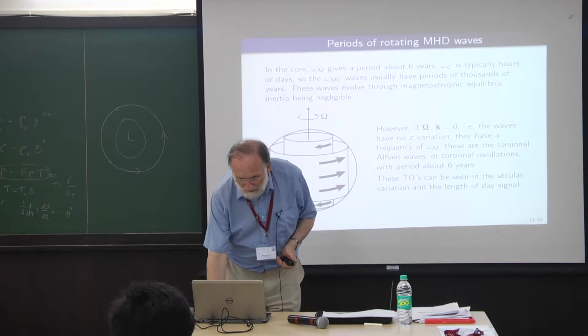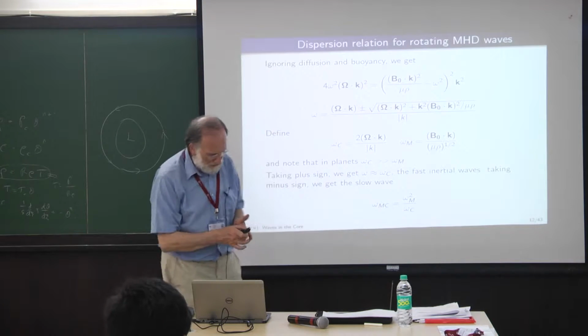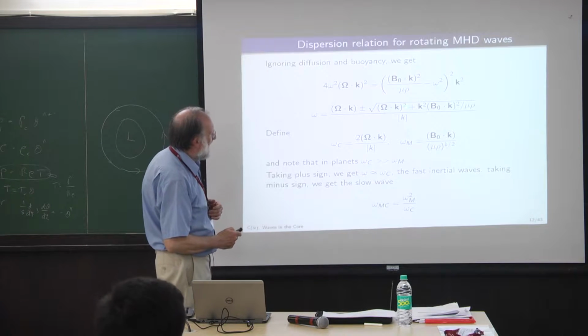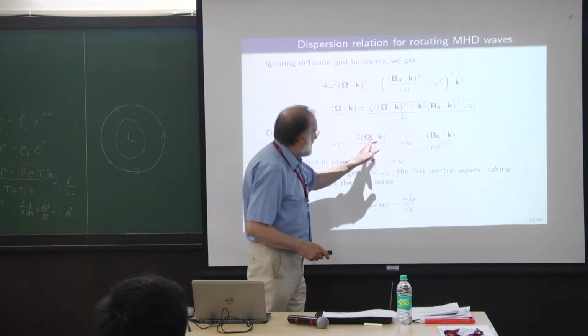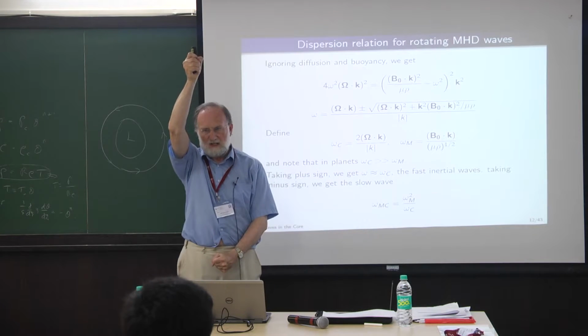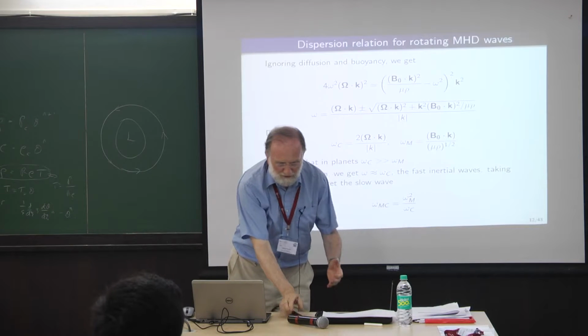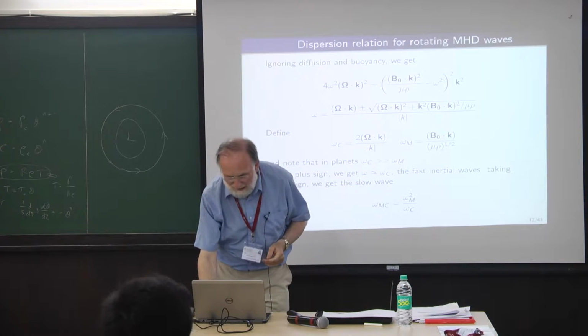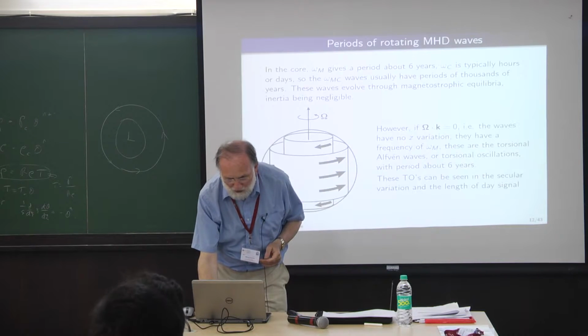Right. So let's see. There are some special ones. The most special one of all, actually, is what happens if you make omega dot k exactly zero. So omega dot k corresponds to precisely geostrophic motions. The only precisely geostrophic motions are these Alfvén oscillations. So basically everything's got to be no vortex stretching.